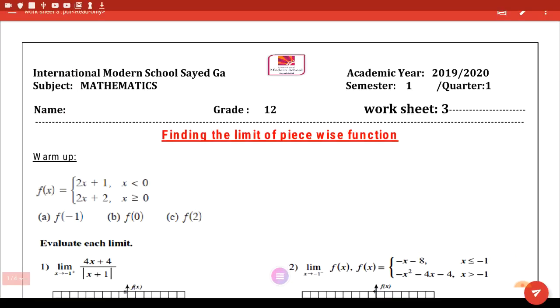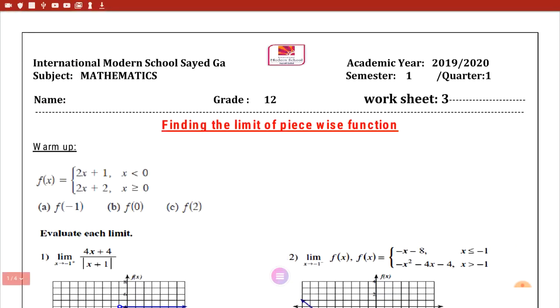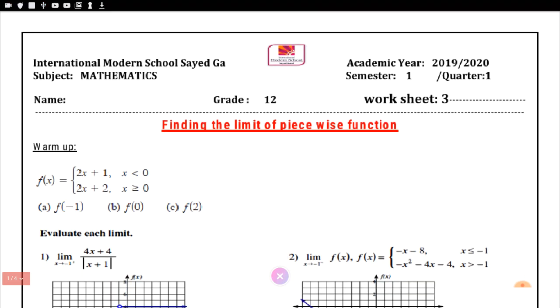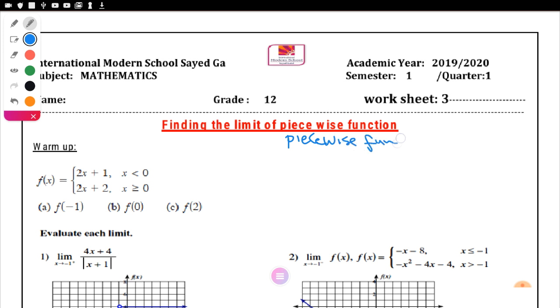We are going today to find the limit of piecewise function. I'm sorry, here we don't have a space. That is by mistake, okay? I don't mean this one. I have to write piece, okay, wise function. Okay, I'm sorry, that is by mistake, okay?